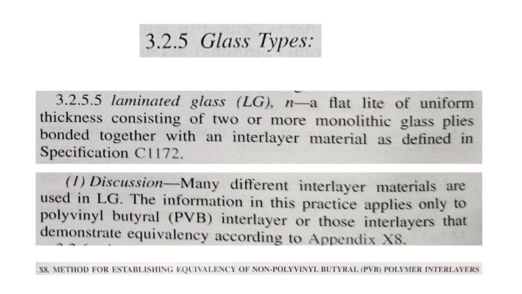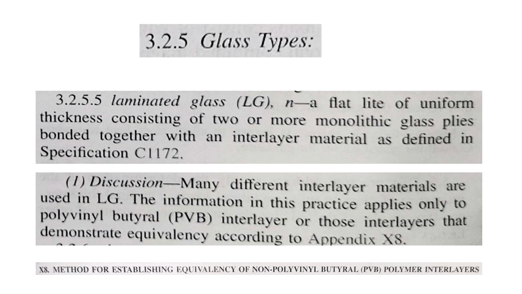Okay, laminated glass. A flat light of uniform thickness consisting of 2 or more monolithic glass plies bonded together with an inner layer as defined in specification C1172. So there you go. It could be laminated glass. And all these little specification numbers, these are all fair game in exams, okay? I mean, what is the specification on laminated glass? Well, there you go. Specification C1172, where it talks about the 2 monolithic plies bonded together with an interlayer material. Okay, we talked a little bit about that.